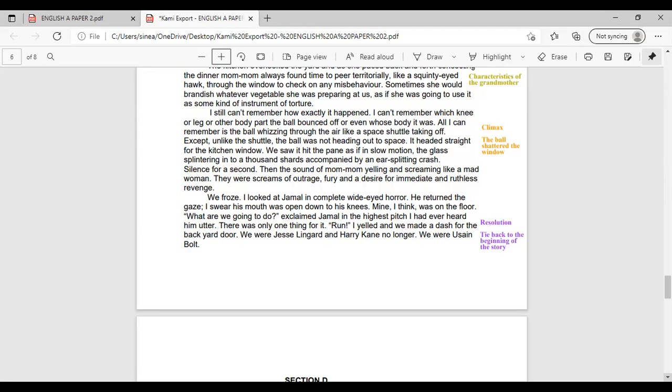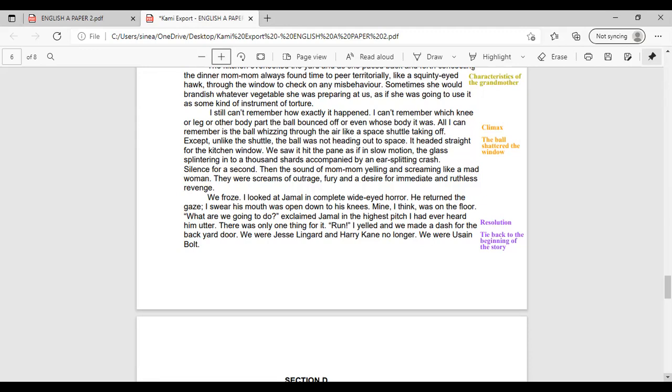Again, we are seeing some dialogue here. "What are we going to do?" exclaimed Jamal. We see "Run," right? Bear in mind our punctuation. So we open in quotation marks, and then we put our punctuation mark, and then we close the quotation marks, right? So yeah, "Run!" I yelled, and we made a dash for the backyard.